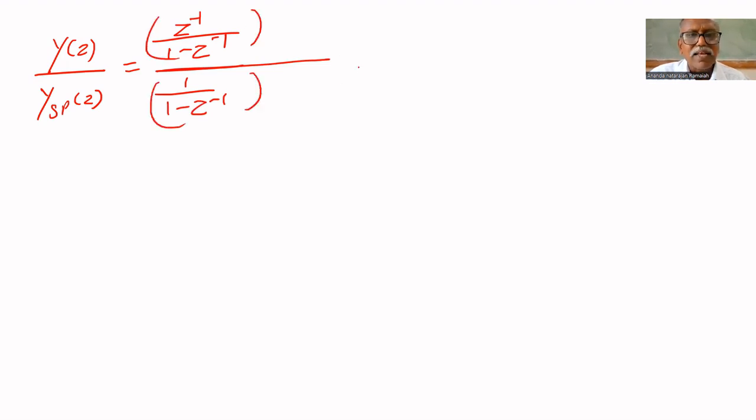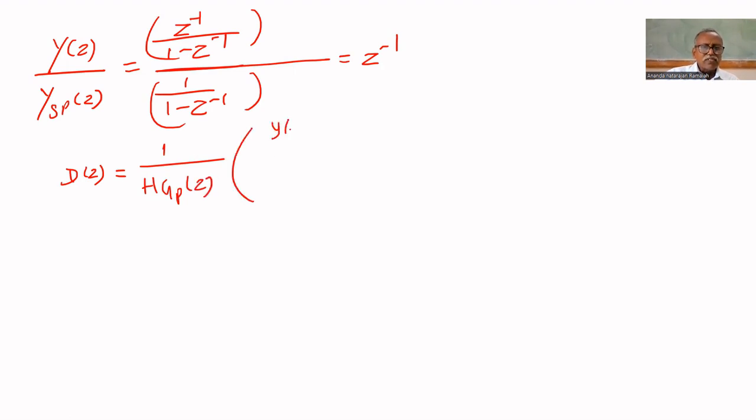So the denominator getting cancelled, therefore z power minus 1. So now we can find the digital controller. What is the digital controller? D of z equal to 1 by HGP of z multiplied by y of z by y set point of z whole divided by 1 minus y of z divided by y set point of z.